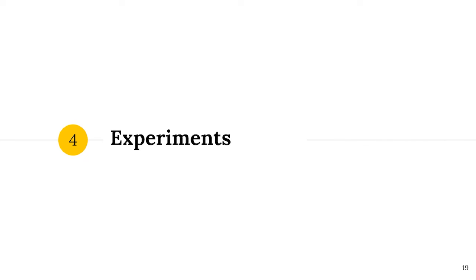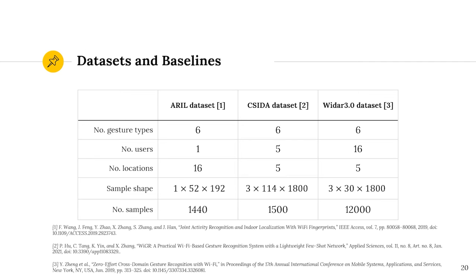And we go to the last part of this talk, which is experiments. We adopted three public datasets to evaluate our methods. The details are illustrated in this table. Apparently, the datasets have different sample shapes and different settings. We use all these datasets to test the 2-task version of Y-Muse, but only the CSIDA dataset and the Y.3 dataset for the 3-task version.